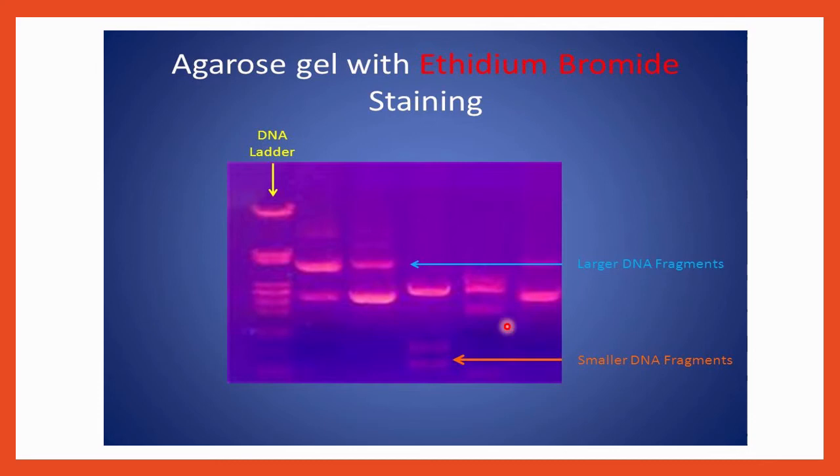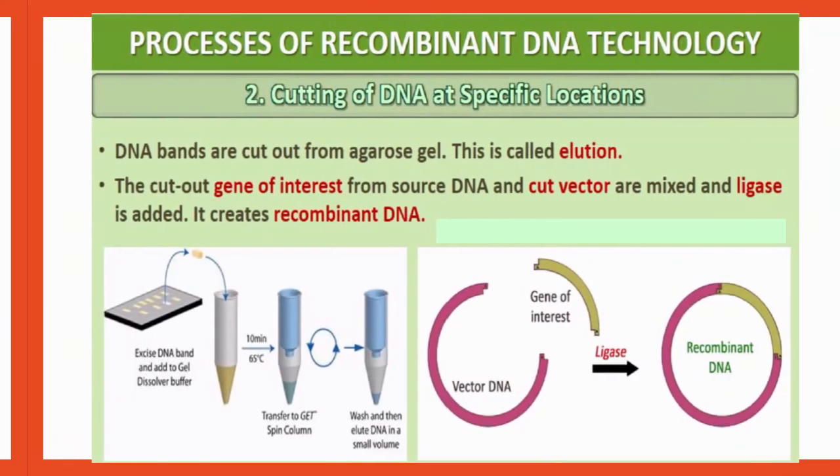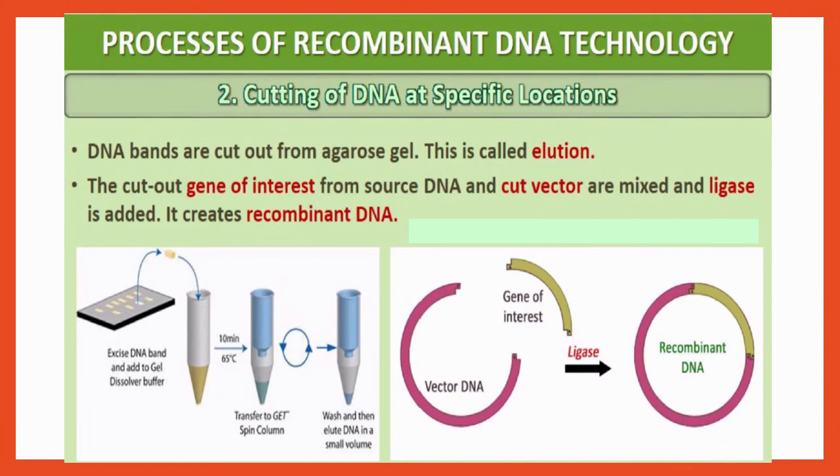After the staining, you have to isolate or select the desirable DNA band. You will get so many bands, but out of that you have to select the desired DNA band, and for that you have to cut the DNA band from the agarose gel. That process is called elution. So the DNA bands are cut out from the agarose gel, and that is called the elution process.